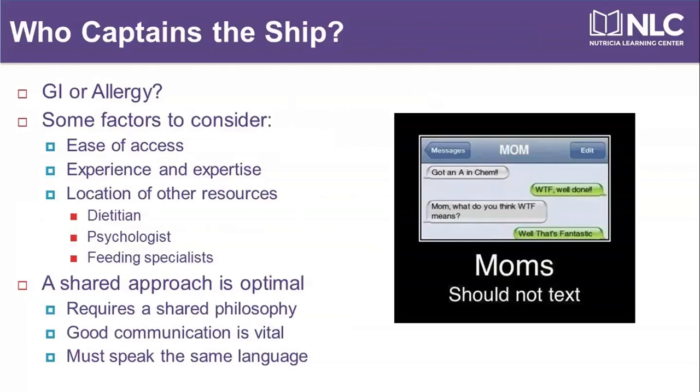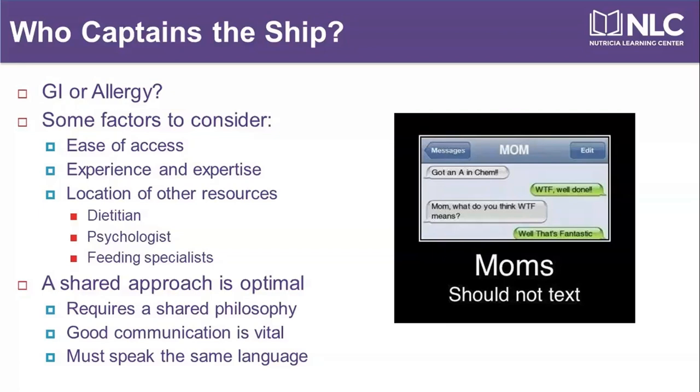So who should really be driving the ship, so to speak? Usually it comes down to either a gastroenterologist or an allergist. And it doesn't have to be either one or the other. Some of the factors that might determine who it is can be just as simple as ease of access. If the family lives closer to the GI and they have to travel 2 hours to see the allergist, or vice versa, that might make one a better choice for the family because it's easier for them to get in. Of course, experience and expertise with the disease is important.